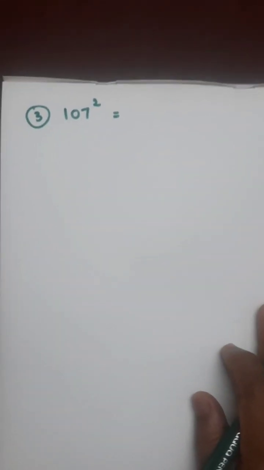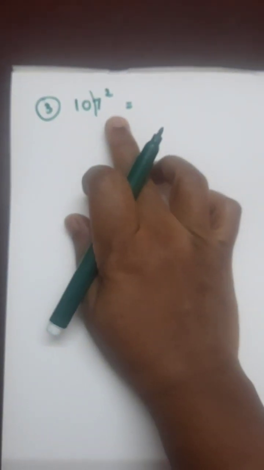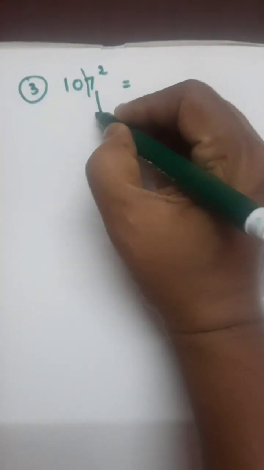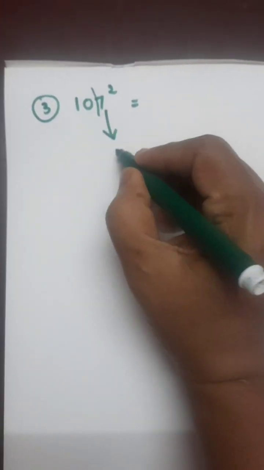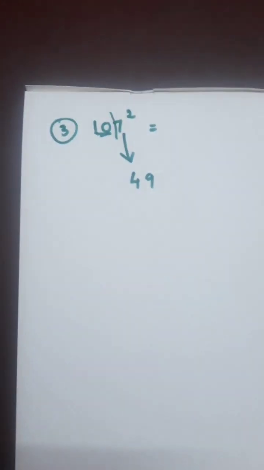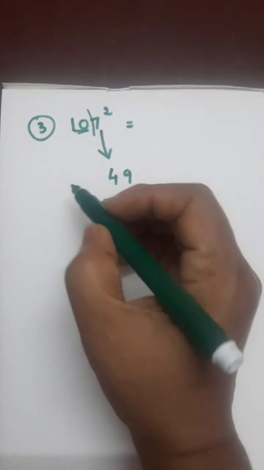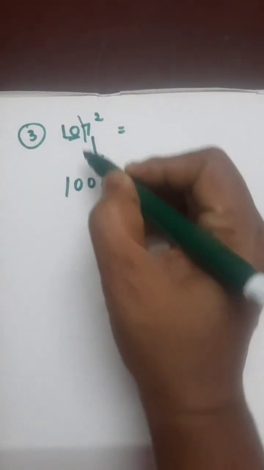One more example I'll give you, that is 107 square. Okay, a 3 digit number, 107 square. So we will split it like this. The last digit we will split and square it. 7 square is 49. We will segregate the last digit, so that is 49, and the previous digits, that is 10, its square is 100. Square of 10 is 100. So we have written it this way.